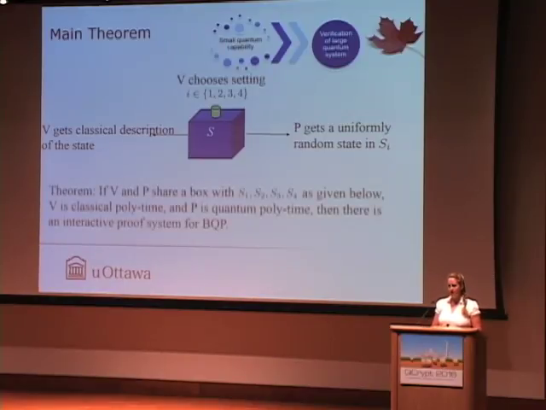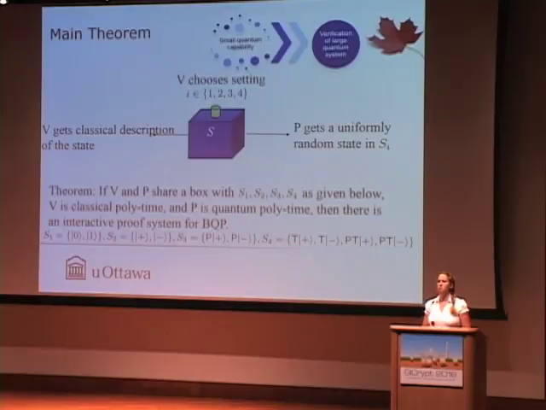This is kind of like a BB84 box, right? It would kind of generate these states. The state would go straight to the prover, and then the verifier would know which state was generated. So if they share this box, V is classical polynomial time, P is quantum polynomial time, then we can prove there's an interactive proof for all of BQP.